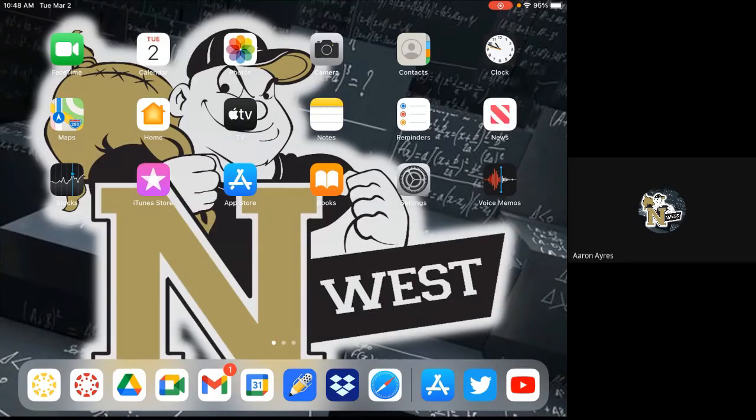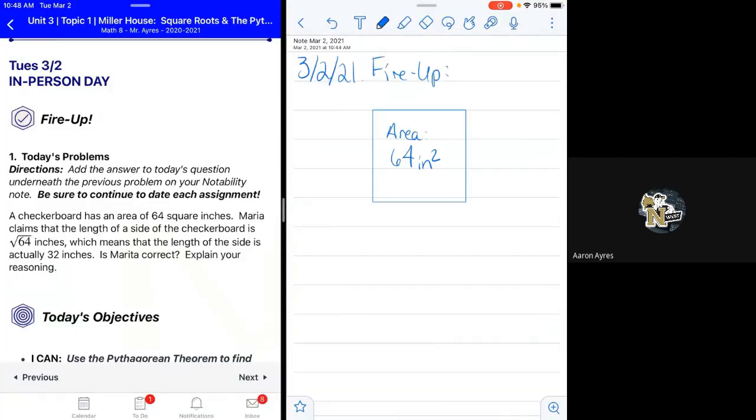All right, guys. So I'm going to pull up our Canvas page and our problem here for our fire up. There we go. You're told that you have a checkerboard and it has an area of 64 square inches. Now, there's a claim that the side length of this checkerboard is 32 inches because the square root of 64 equals 32. Okay? So you need to tell me on your thumb, true or false.